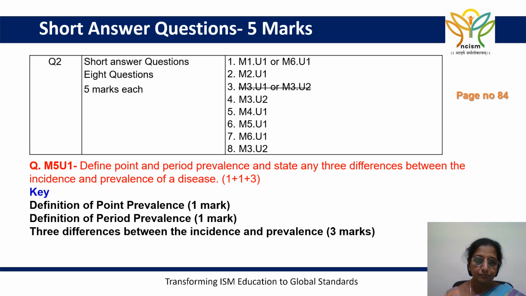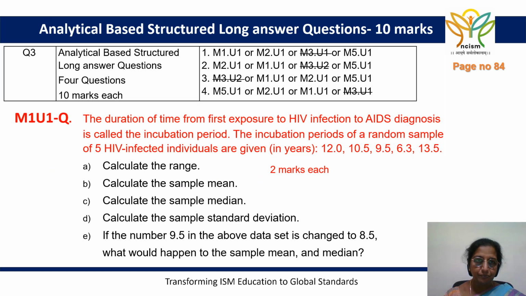So mark allocation, definition of point prevalence, give 1 mark. Definition of period prevalence, 1 mark. If they state 3 differences between the incidence and prevalence correctly, each you give 1 mark, hence 3 marks.